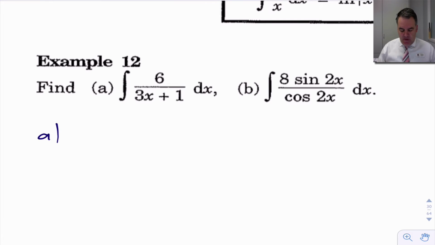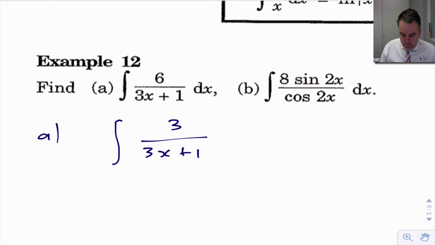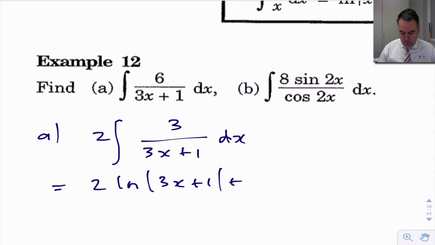Okay, first one here, the integral of 6 over 3x plus 1. Again, I'm just going to do the same thing. I'm going to force this into the form that I want. The derivative of 3x plus 1 is 3. So that is what I want, so that I can say the answer is ln of the bottom line. So by putting a 2 out the front, you can see I haven't changed anything. I've just written it in the form that I want it there. So the answer is 2 ln, and I'm going to include the modulus signs there, 3x plus 1 plus c.